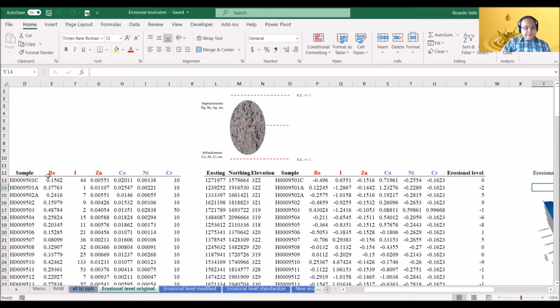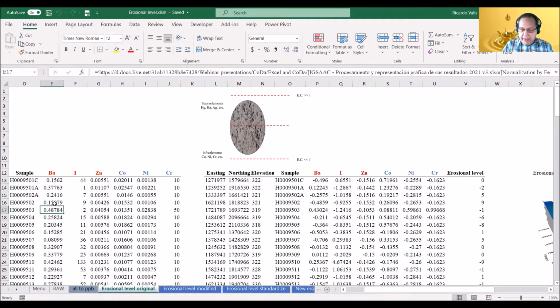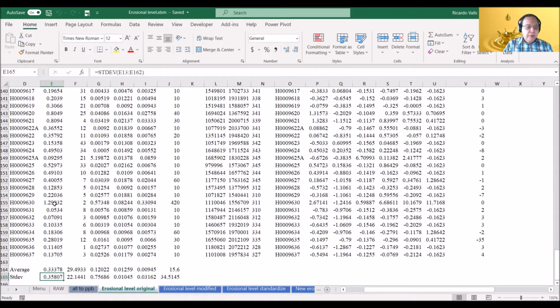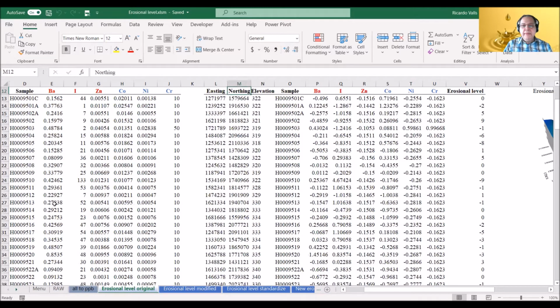So we take the actual 3 elements. You can take 2, you can get 5, it doesn't matter. I'm taking here 3. In this case, I select barium, iodine, and zinc, and infra, cobalt, nickel, and chrome. And we have our normal values. So we start by determining the average and the standard deviation of each of these elements. And then we create a column here where we standardize all this data.